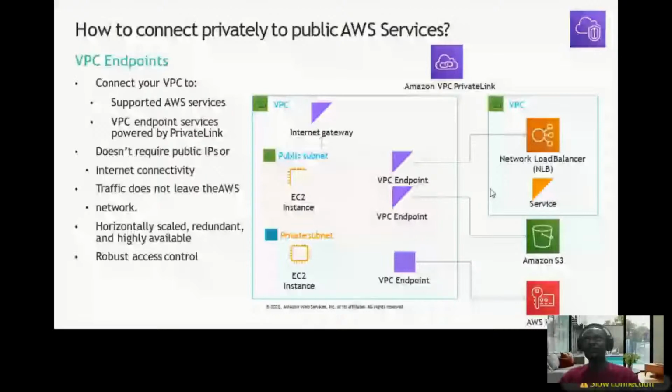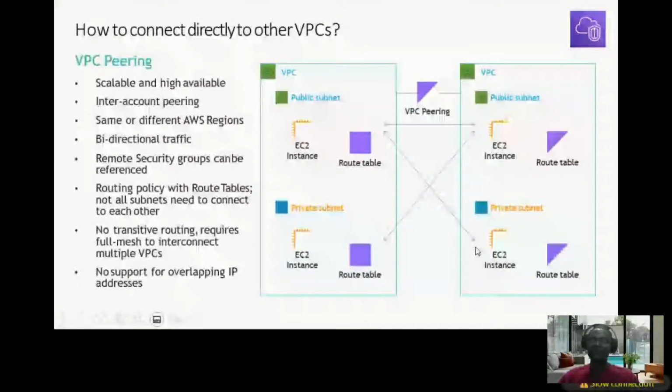Connect from VPC, we have one VPC in one region, maybe West region, and one in the West US region. VPC connect in VPC enables you to establish so scalable and highly available for you. Inter-account pairing, same or different AWS regions, bidirectional traffic. Traffic does not go in one direction. It goes both. This one comes in and goes out.